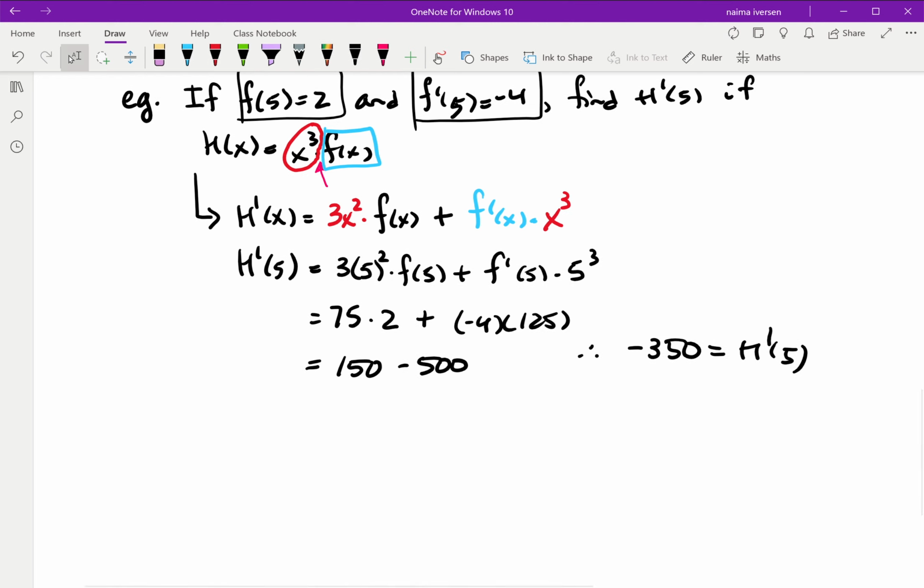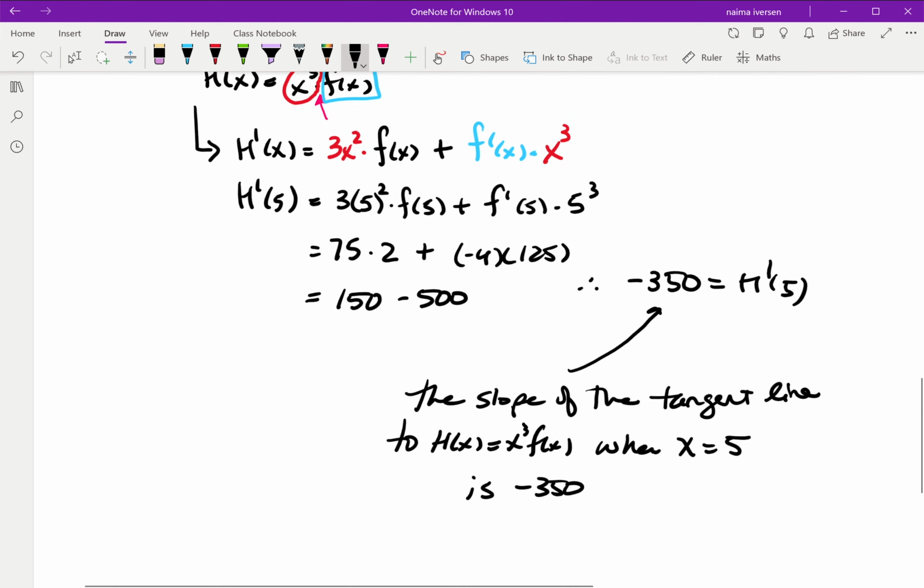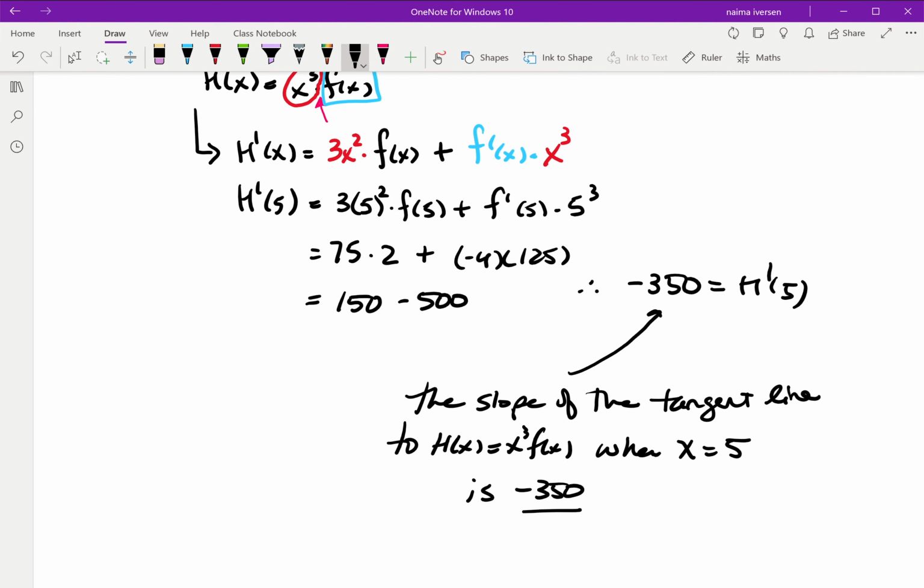Keep in mind what this means. That means that the slope of the tangent line to h of x, which was x cubed times f of x, when x is equal to 5, is negative 350 over 1. So I have a rise of negative 350 and I have a run of positive 1.